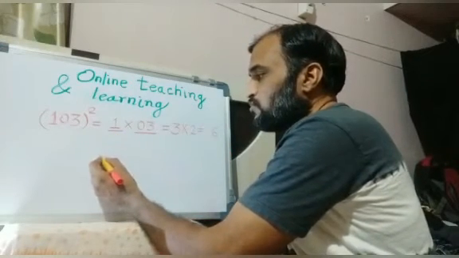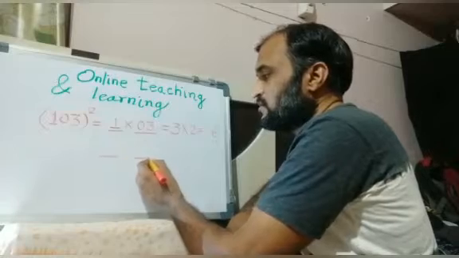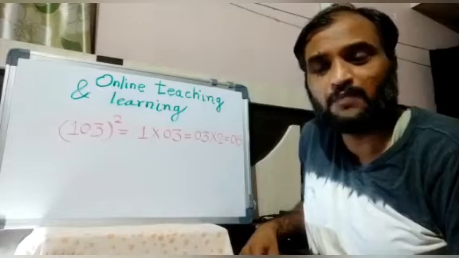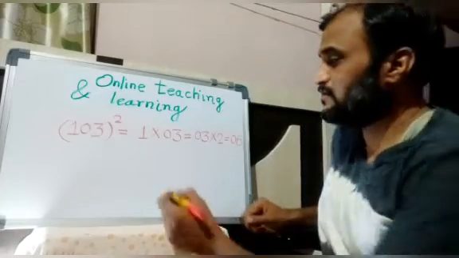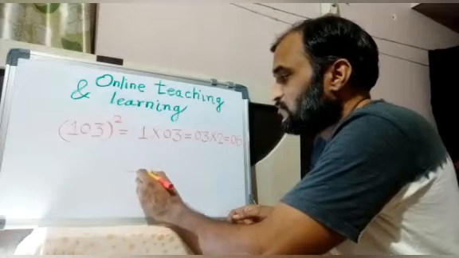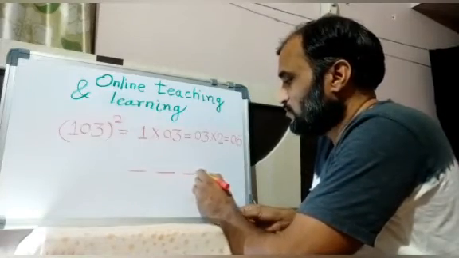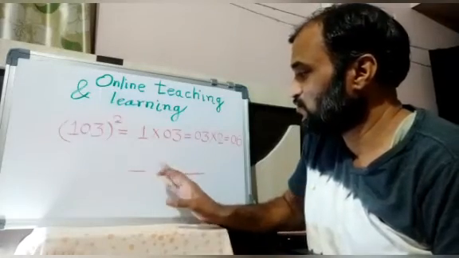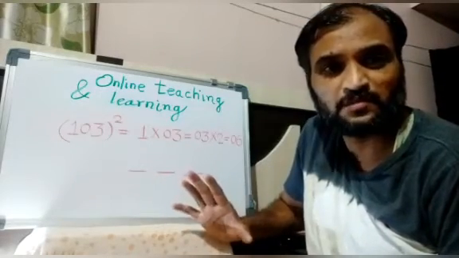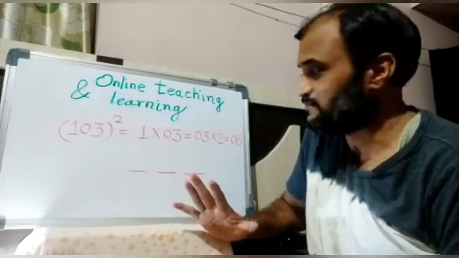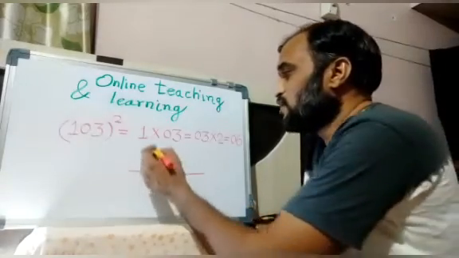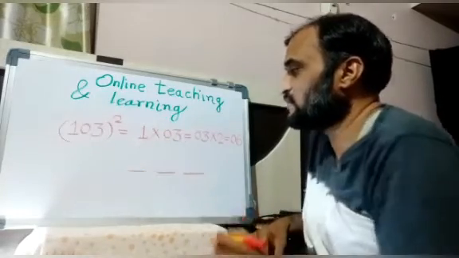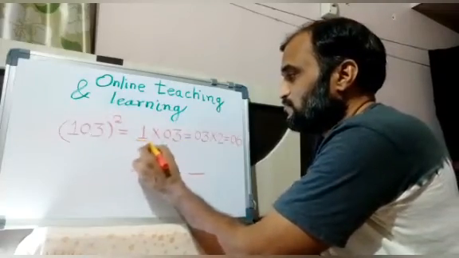So we have to write it here. After that, I draw three places here, and in each place we have to write only a two-digit number, not more than that. So what we have to do? We have to write here the square of these two numbers.